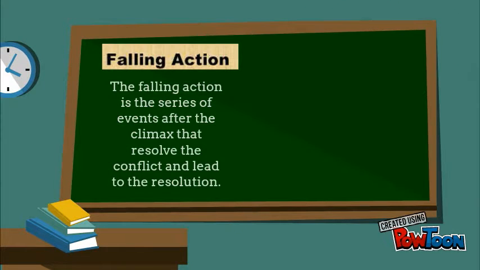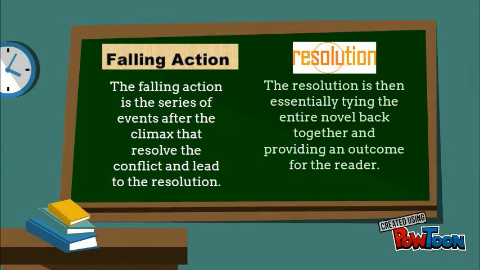The falling action is the series of events after the climax that resolves the conflict and leads to the resolution. The resolution is then essentially tying the entire novel back together and providing an outcome for the reader.